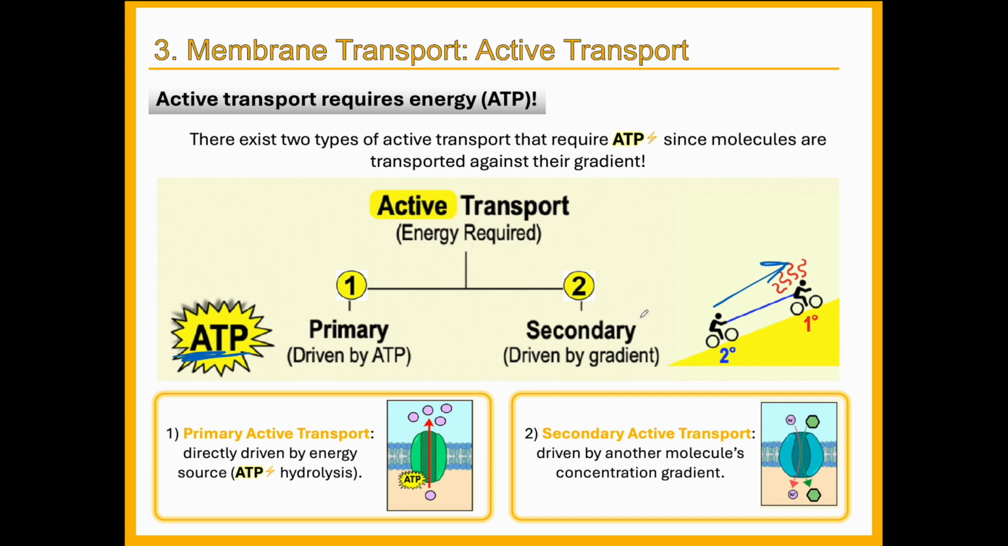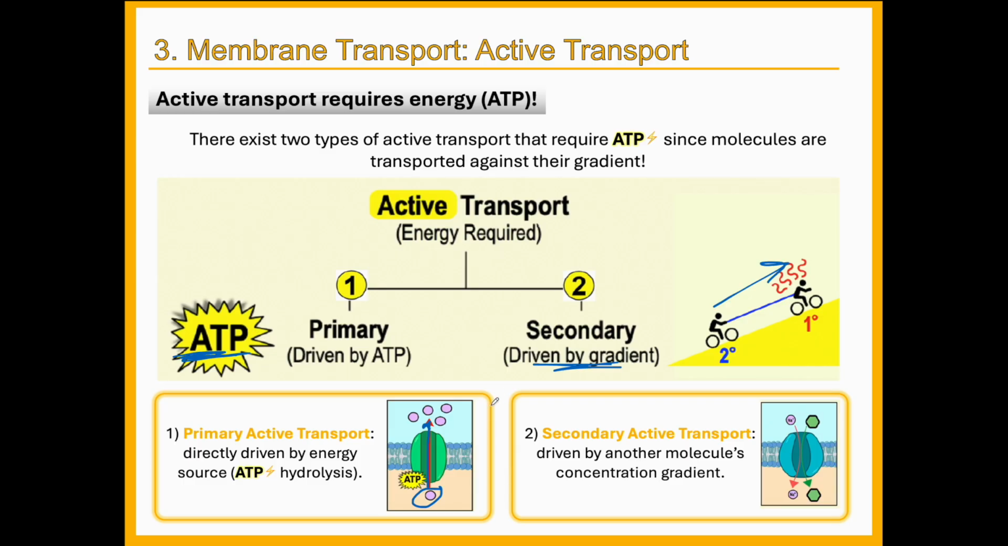So primary active transport actually is driven directly by ATP. Secondary active transport is driven by a gradient. The primary transport helps to transport in the secondary step. So take a look at this. Here, primary active transport directly driven by energy source, ATP hydrolysis. Here, there's a little bridge to get over, right? And ATP is used over here and pays the little bridge to send a molecule over from a low concentration inside to a high concentration on the outside, right?